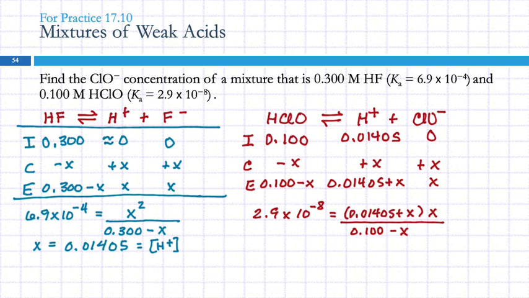I'm just going to use my solver again. This time it's a little different. I've got 0.01405 minus x, plus in parentheses, times x. And then I'm dividing by 0.1 minus x. And this is giving me a whole bunch of zeros.